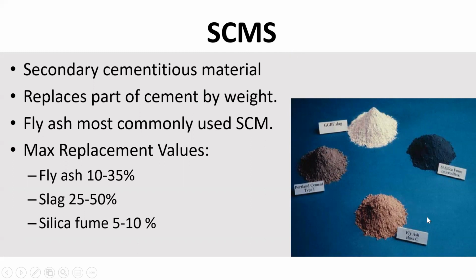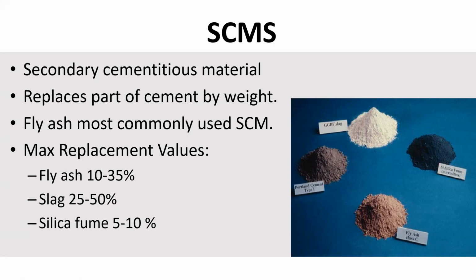Normally you just have one SCM. You usually have a fly ash, and it comes in two different classes, class C or class F, based on the calcium content. The differences are mainly in how they react and how they perform in concrete. For fly ash, between 10 and 30%, or 10 and 35%, replacement is really common.